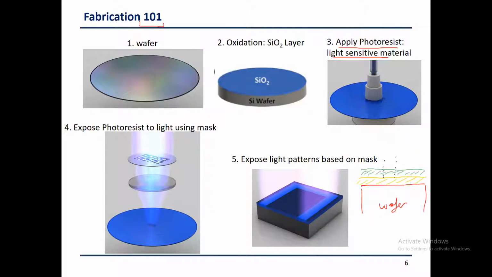and therefore when I remove the mask, okay, and I wash the whole wafer with some chemical, this portion will be washed away and we will end up with the photoresist layer remaining only on this portion here. And so this portion of the oxide, okay, that remains will be exposed.